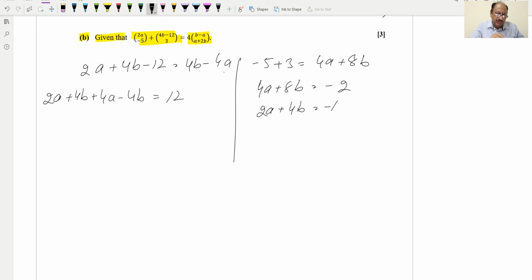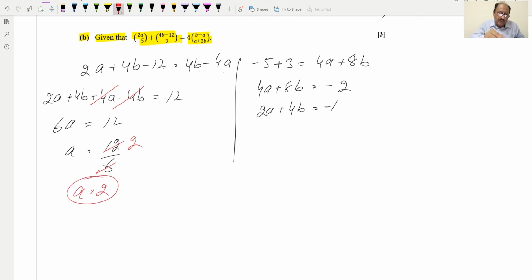Then we will be rewriting this: 4a minus 4b is equal to this one. So we can rewrite it as 6a. 6a is equal to 12, and a is equal to 12 over 6, which is basically these two will be cancelled, and we will get 2, and a is equal to 2.